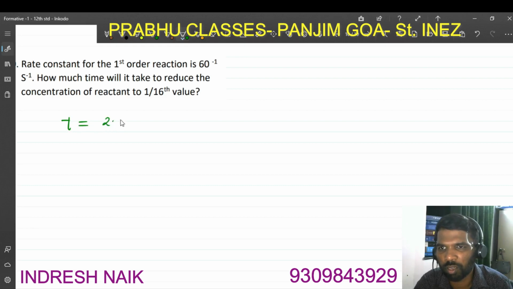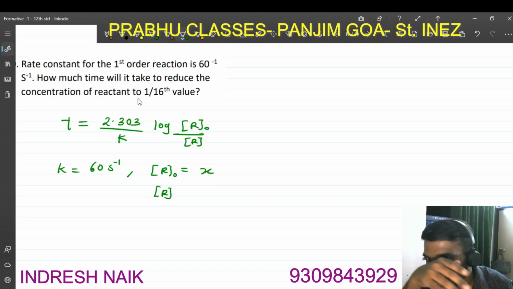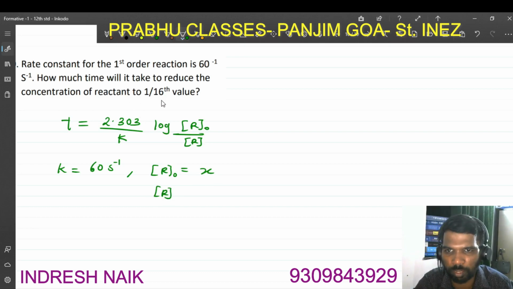So t is 2.303 upon k and log of R0 by R. Now, what is R? K is given to be equal to 60 per second, right? And what is R0? Let's consider that R0 is X. How much time will it take to reduce the concentration of reactant to 1/16? This means the concentration is now 1/16th of X, that is 1/16th of X, right?